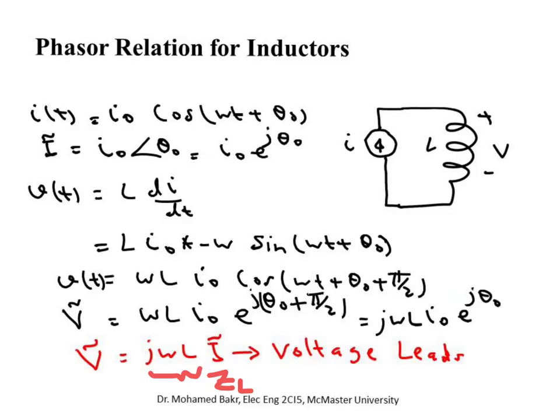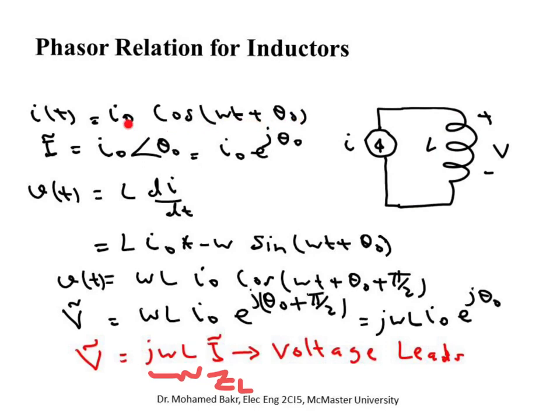Now we move to discuss the same case for inductors. How to derive a phasor relationship between the voltage and the current of an inductor. So here what we have is a current source. It's injecting current in an inductor, so it's going to create a voltage drop across it. This current source is sinusoidal. It's given by this expression, I naught cosine(ωt + θ naught).